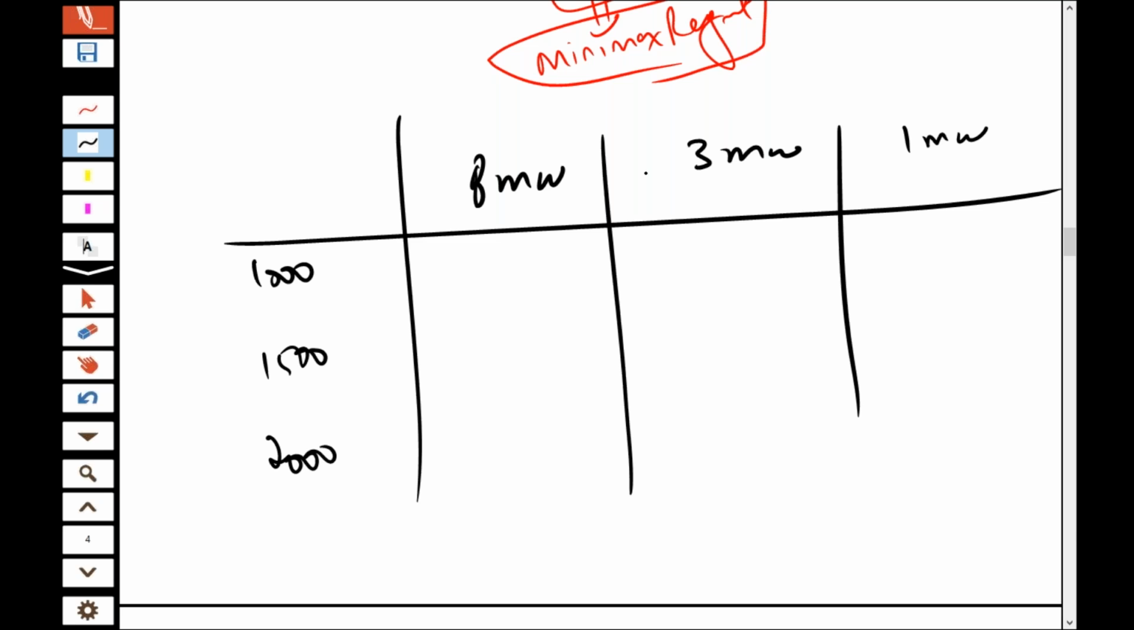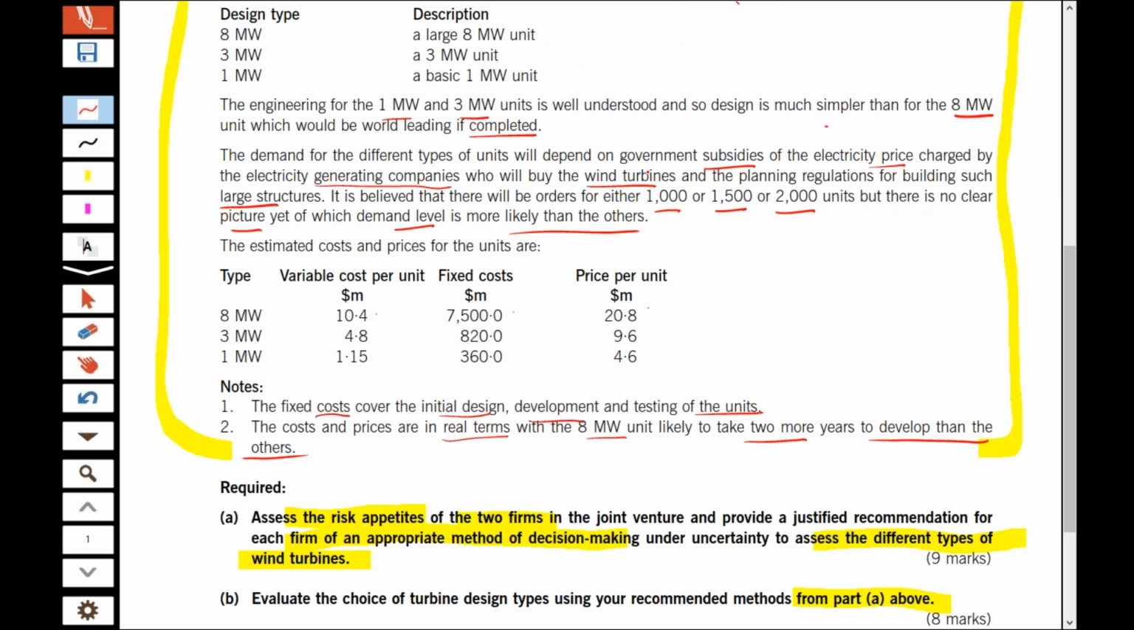Now, what's actually going to happen is that we need to establish the contribution per unit. With respect to the 8 megawatt, the contribution per unit is 10.4. For the 3 megawatt, the contribution per unit is 4.8. And for the 1 megawatt, it's 4.6 less 1.15, so the contribution per unit is 3.45.